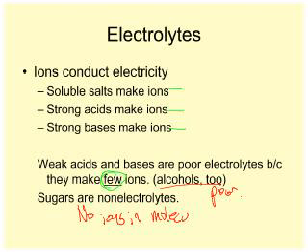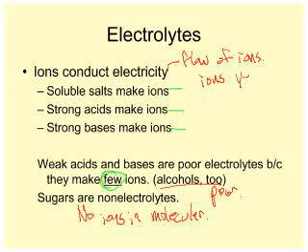Anytime you have to explain why something conducts electricity or not, you need to say electricity is a flow of ions. And then your answer has to address whether or not something has ions and whether or not your ions can flow. Okay? And we'll get into that a little bit more in later chapters.